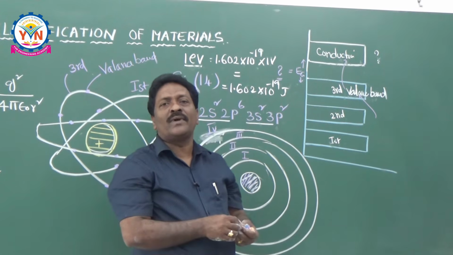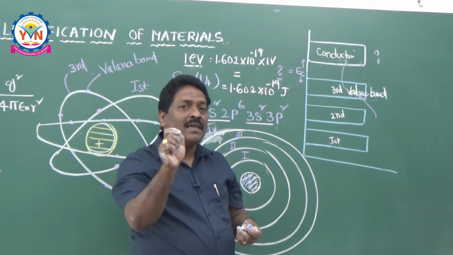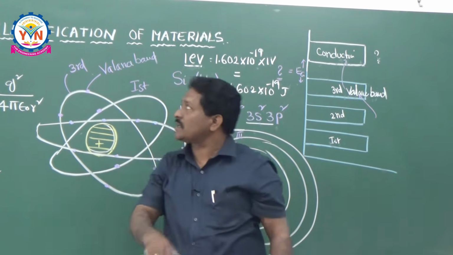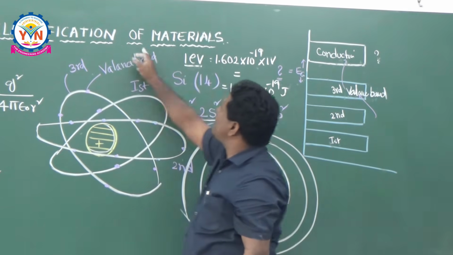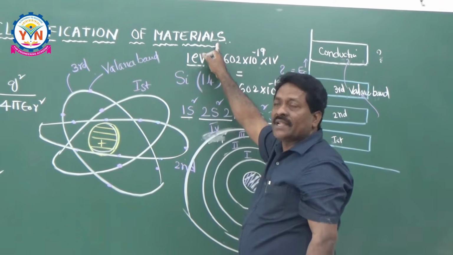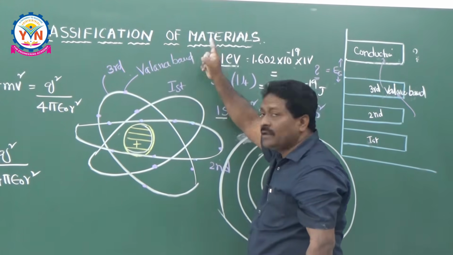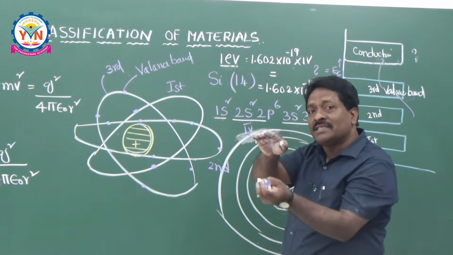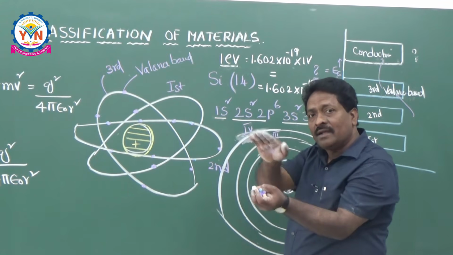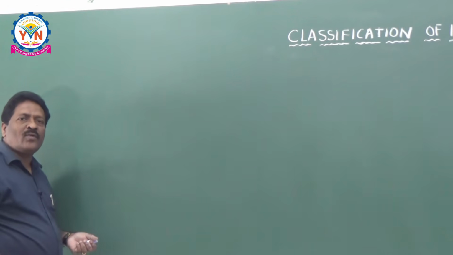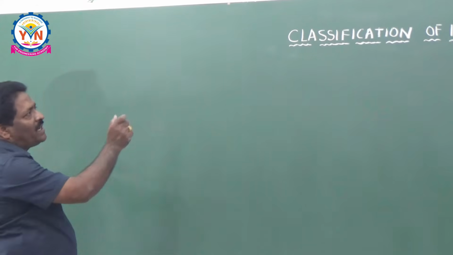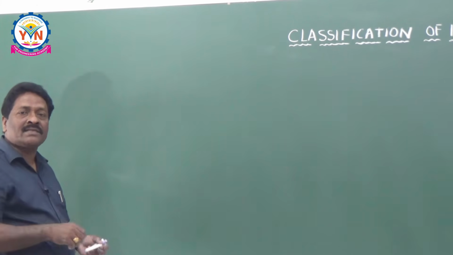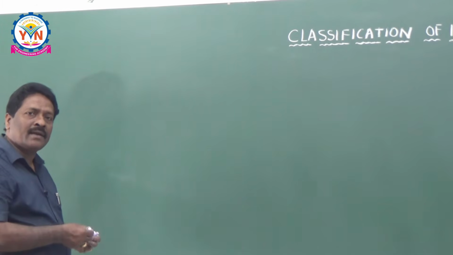So I would like to tell you, my dear friends, your energy gap is going to decide the type of the material. So what is the topic I have chosen here? Classification of materials. Classification of materials will be done on the basis of the magnitude of the energy gap that is existing between the valency band and conduction band. Just now we have concluded that the materials will be classified on the basis of the energy gap that is existing between the valency band and conduction band.